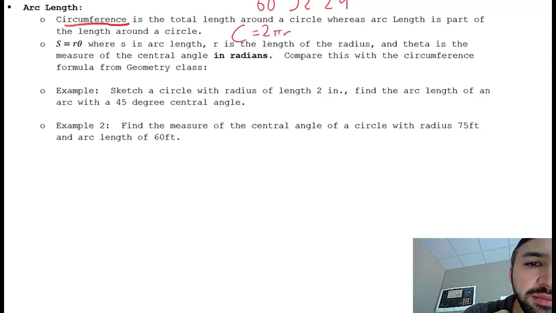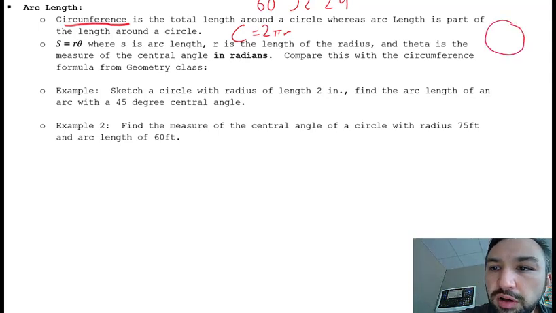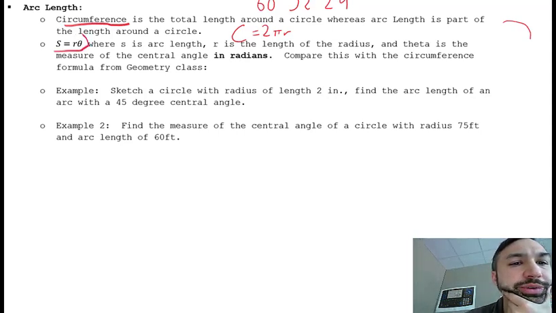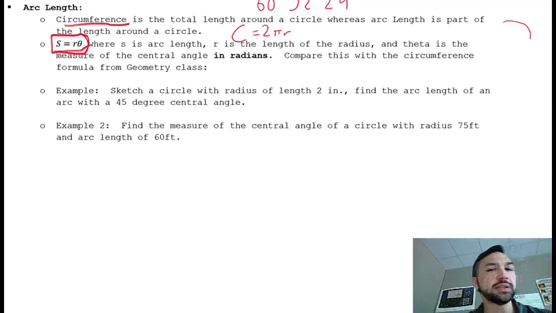Circumference is 2 pi r, by the way. You should probably know that for the ACT. Arc length is just part of the length around the circle. So again, if I wanted to know all the way around its perimeter, but if I only wanted to know part of the way around, that's arc length. So one way to find arc length is with this formula, and you should memorize that.